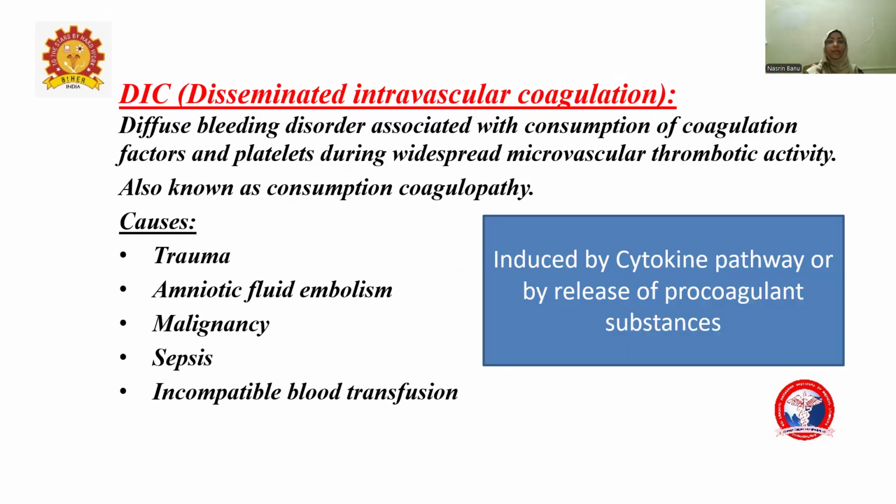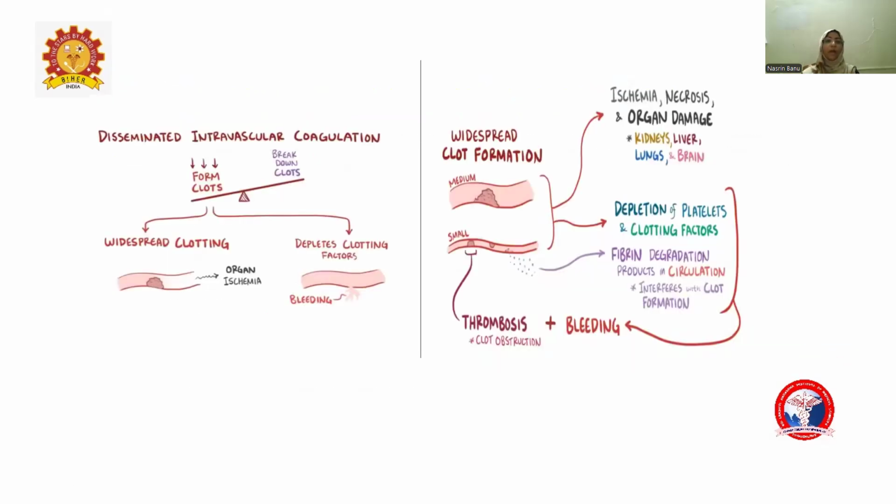Coming to disseminated intravascular coagulation, this is a diffuse bleeding disorder associated with consumption of coagulation factors and platelets during widespread microvascular thrombotic activity. It is also known as consumption coagulopathy. Causes are trauma, amniotic fluid embolism, malignancy, sepsis, and incompatible blood transfusion. This is induced by the cytokine pathway or by release of procoagulant substances.